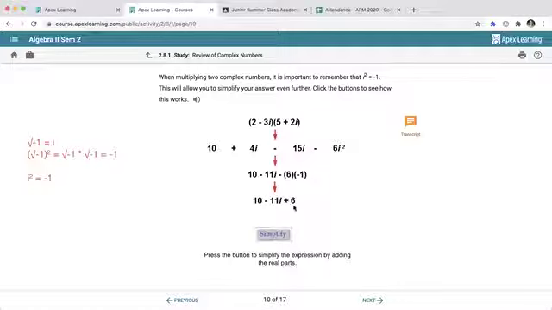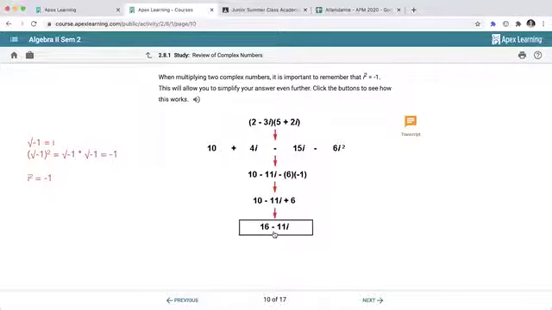And then one final step here. Hopefully you notice I've got a real number at the beginning and a real number at the end. So we're going to add those together. That's what it means by simplify. So I've got 10 and 6, which gives us 16 minus 11i. So we're left with 16 minus 11i when we're all said and done with this.